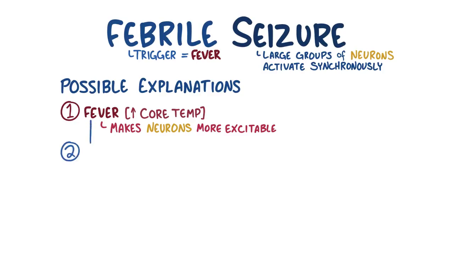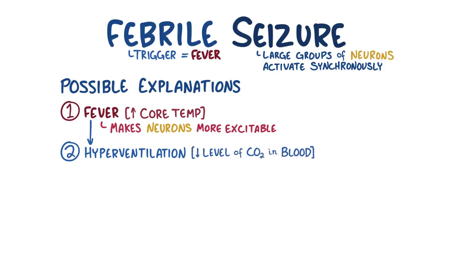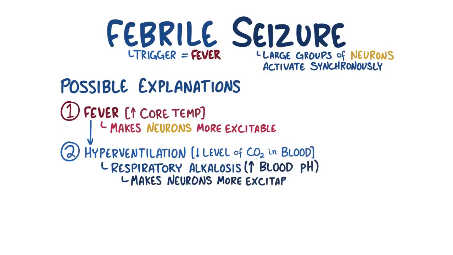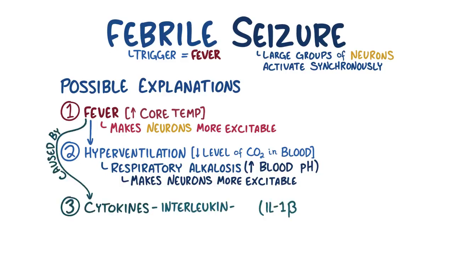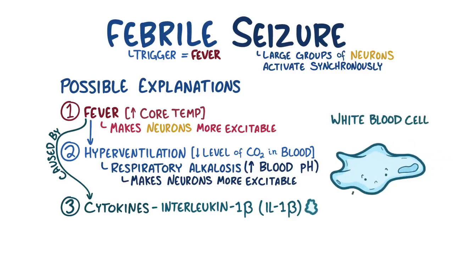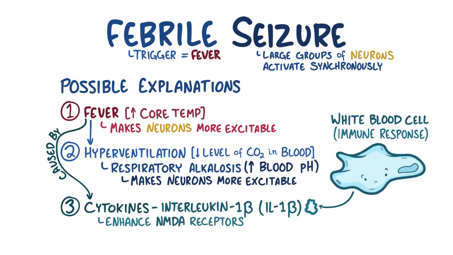The second is that fever causes hyperventilation, which is when you breathe faster and have a decreased level of carbon dioxide in the blood. That leads to a respiratory alkalosis, or an increase in blood pH, which also seems to make neurons more excitable. The third is that fevers are caused by cytokines like interleukin-1 beta that get released by white blood cells during the body's innate immune response. Cytokines are thought to also enhance the activity of NMDA receptors. Of course, most of the time people have fevers without having seizures, so these factors are just one part of the story.